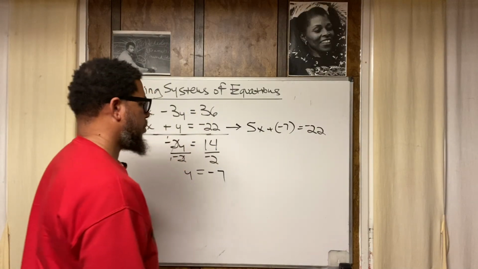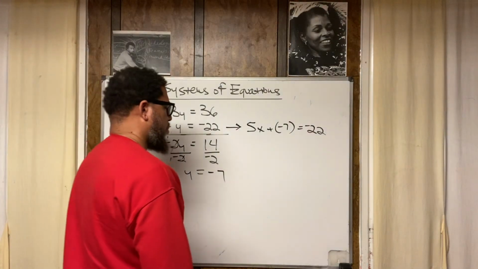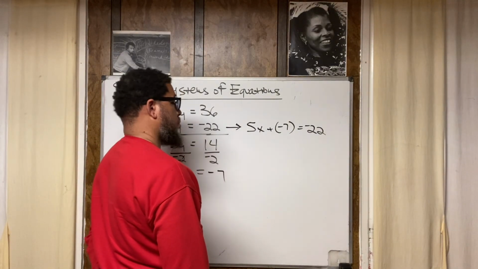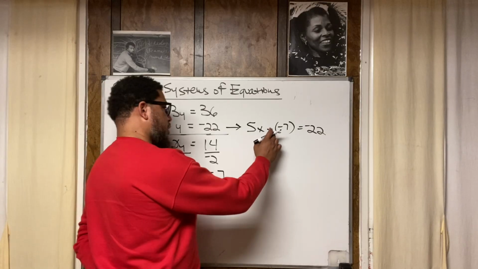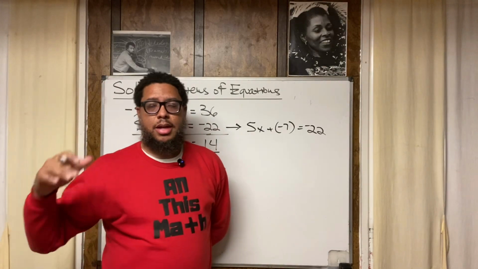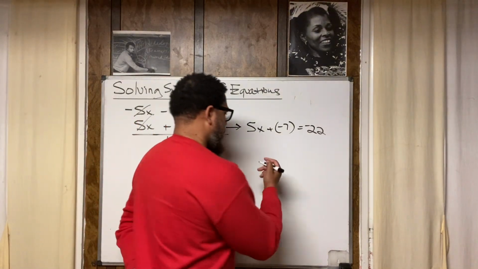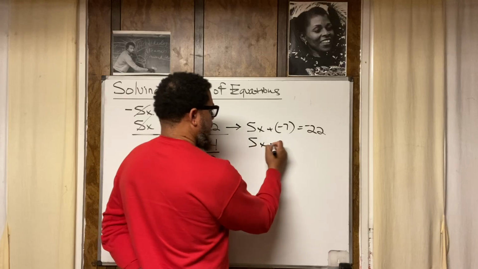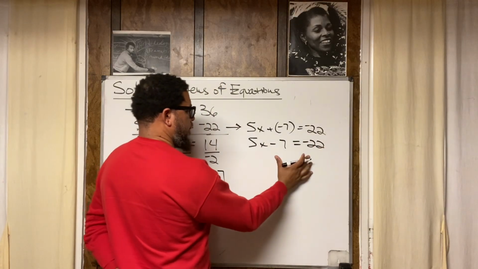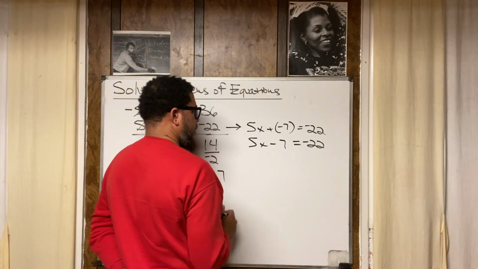Just for the sake of making everything look neat, I would replace that positive sign with an addition sign. Just write out 5x minus 7 equals negative 22. Because adding a negative is the same thing as regular subtraction. So we got 5x minus 7 equals negative 22. This equation is equivalent to this equation. Plus a negative is the same thing as regular subtraction.